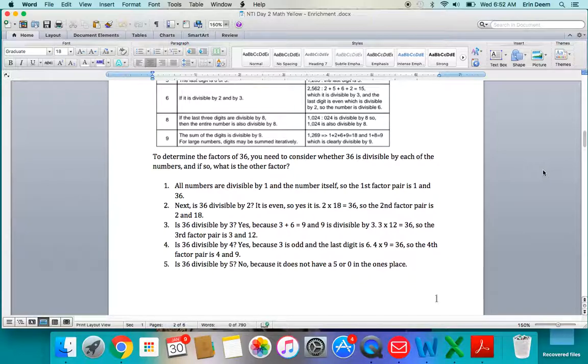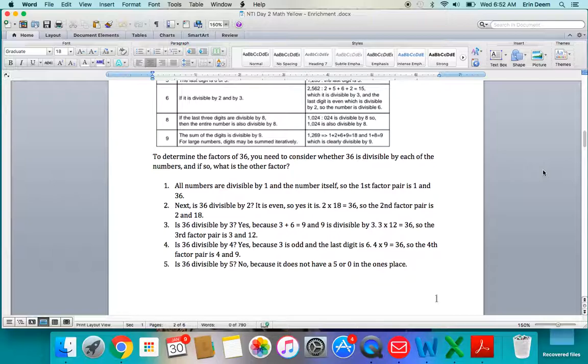Number 3, is 36 divisible by 3? Yes, because 3 plus 6 equals 9, and 9 is divisible by 3. 3 times 12 equals 36, so the third factor pair is 3 and 12. Number 4, is 36 divisible by 4? Yes, because 3 is odd and the last digit is 6. 4 times 9 equals 36, so the fourth factor pair is 4 and 9.